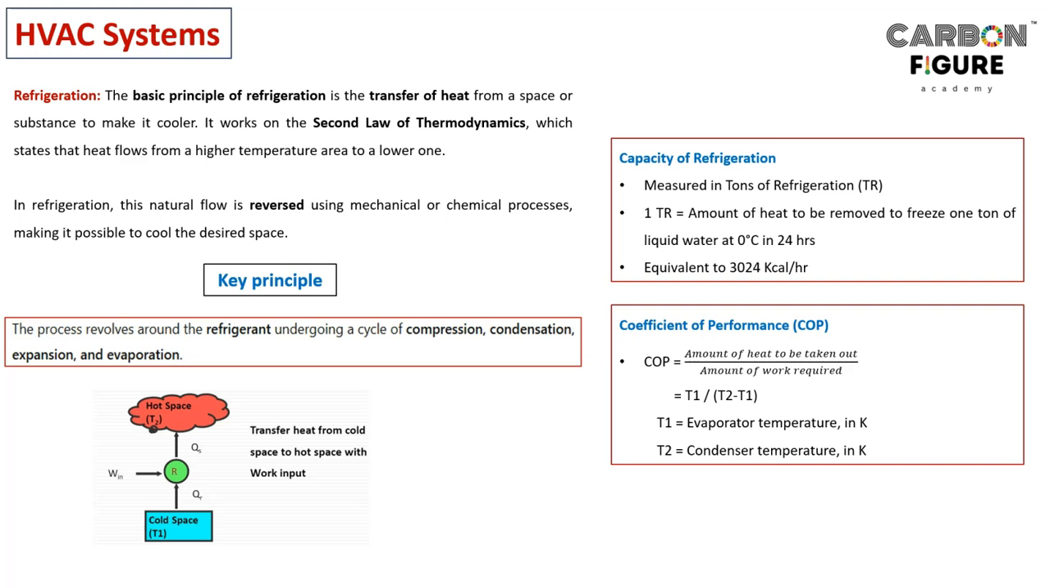So 1 TR is equal to the amount of heat to be removed to freeze 1 ton of liquid water at 0 degrees Celsius in 24 hours, right? So coefficient of performance. Another way we can measure the performance of your refrigeration is COP, the amount of heat to be taken out divided by the amount of work required. So it is like T1 divided by T2 minus T1. T1 is the evaporator temperature in Kelvin, T2 is the condenser temperature in Kelvin.